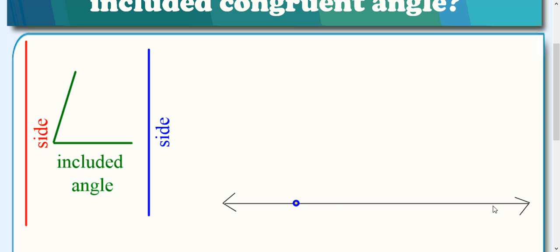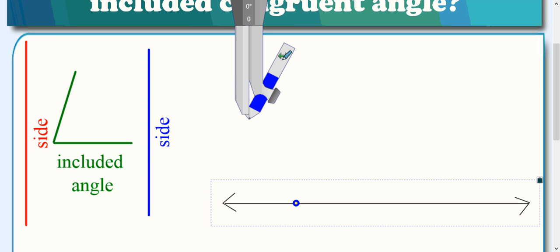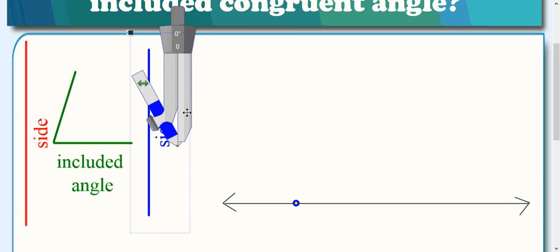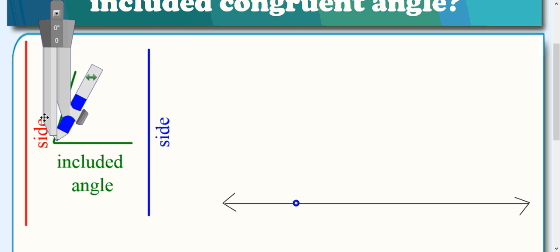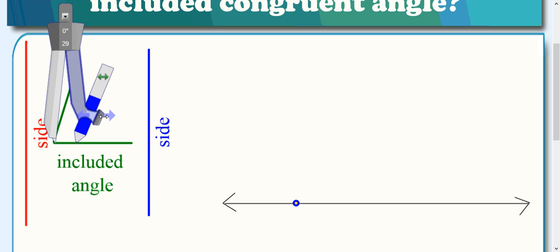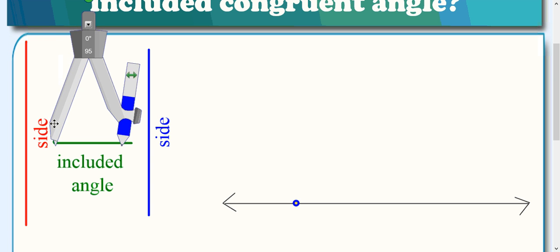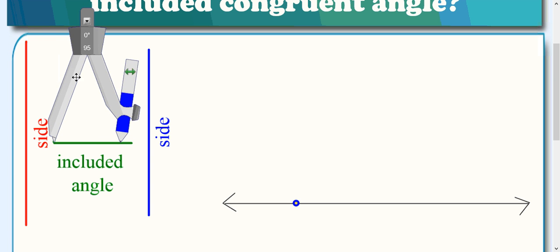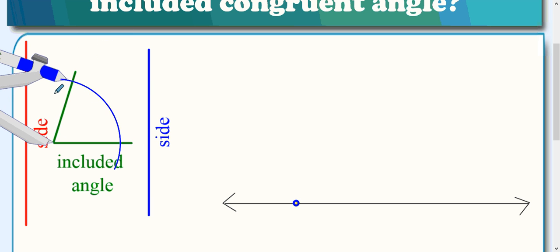We already have the one side drawn out. We need to copy our angle now, so we're going to do that with our compass. And when you copy an angle, you stretch out your compass so that it will still touch both sides, like that. And we're going to make that same arc from this point down here.